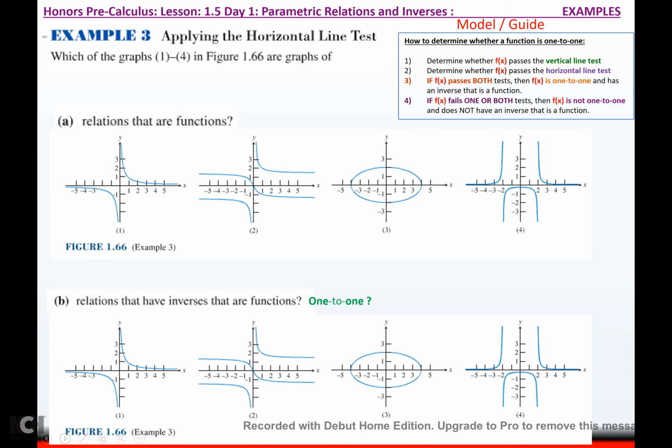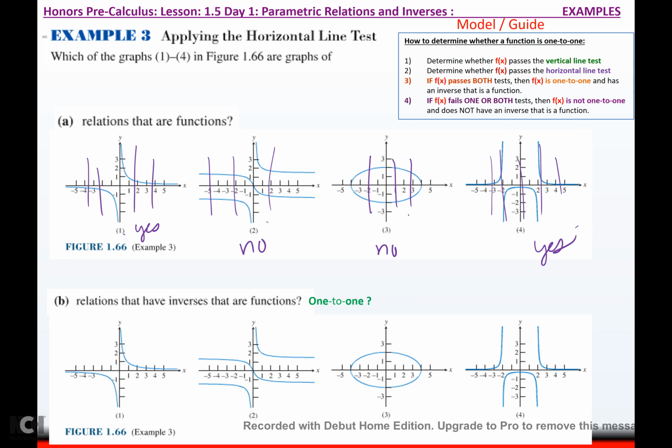Alright, so it says, A, find the relations that are functions. Relations that are functions is just the vertical line test. This passes, so yes. This does not pass, so no. This does not pass, so no. This does pass, so yes. Okay, so these two are functions, these two are not.